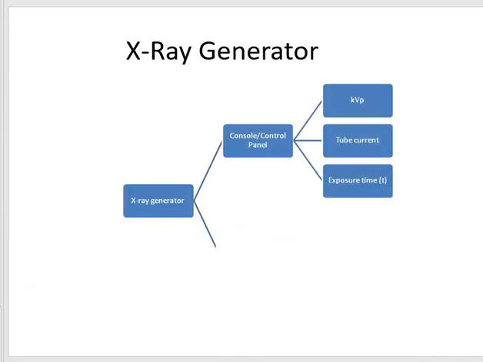Okay, that basically concludes the main components of an X-ray generator that involves a step-down transformer, a step-up transformer, and a rectifier. So let's have a look a little bit more at the control panel or the console that controls the kVp, tube current, and exposure time.